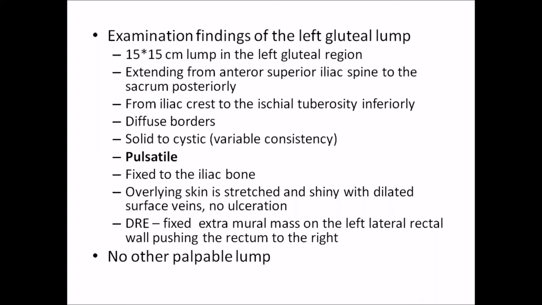There were diffuse borders. It has a variable consistency. It was solid at some places, it was cystic at some, and it was pulsatile. The tumor was fixed to the iliac bone. Overlying skin was stretched and shiny, and there were no ulcerations. In the digital rectal examination, it was a fixed extramural mass on the left lateral side, pushing the rectal wall and rectum to the right. There were no other palpable lumps.